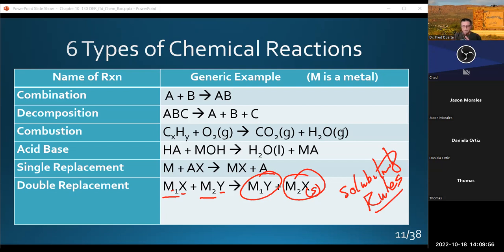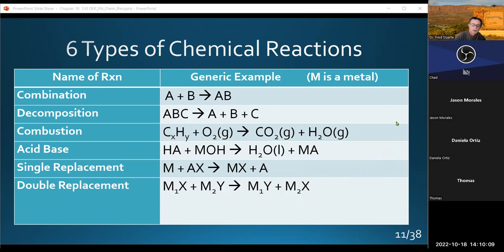So that takes us to the solubility rules. We went over those, so be familiar with those rules, okay? All right, so these are the types of reactions that we're going to be working with and breaking down: combination reaction, decomposition reaction, combustion, acid base, single replacement, double displacement.